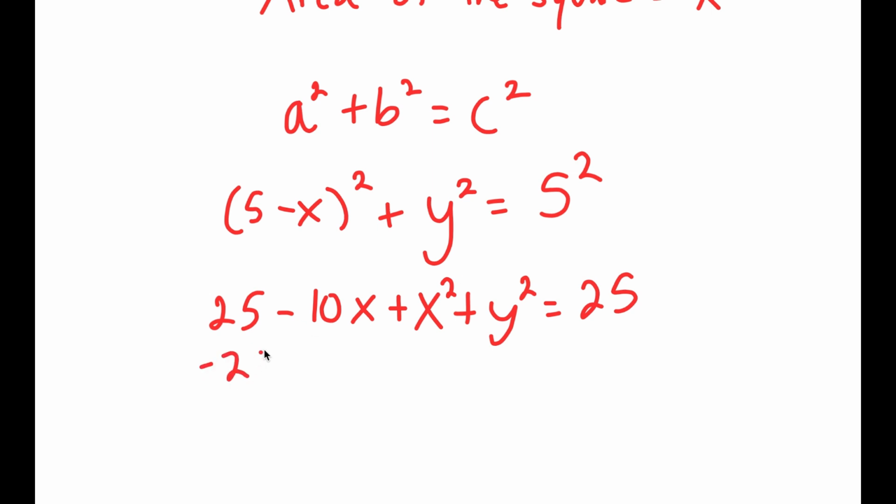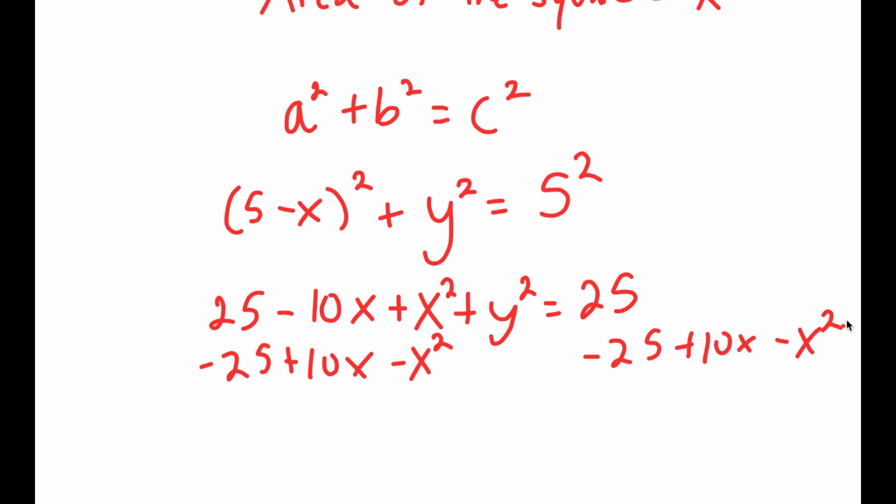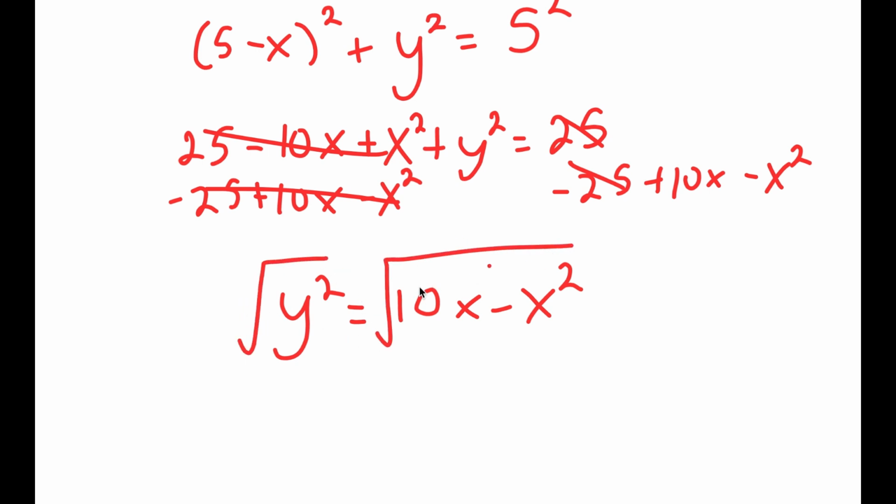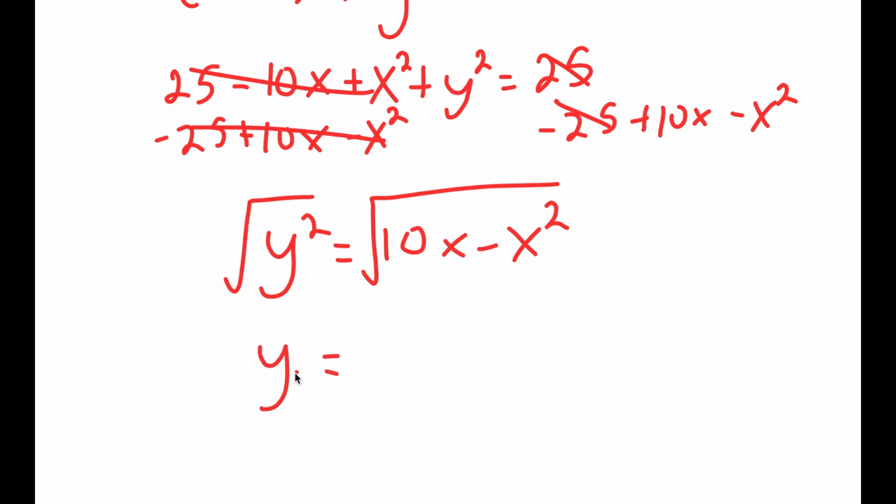And now I'm going to subtract 25 on both sides, add 10x on both sides, and subtract x squared on both sides. So then these three cancel out, and I get y squared is equal to 10x minus x squared, because the 25s cancel out. Now, I'm going to take the square root on both sides. The square root of y squared is y, so I get y is equal to the square root of 10x minus x squared.